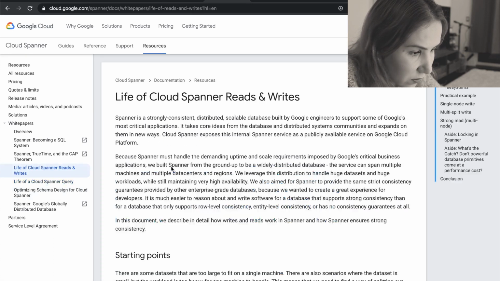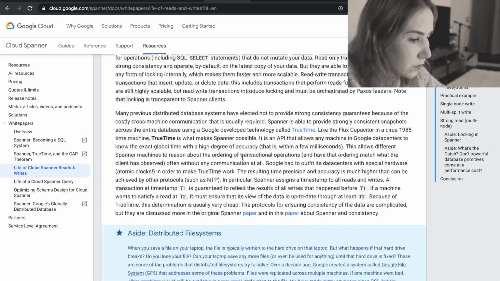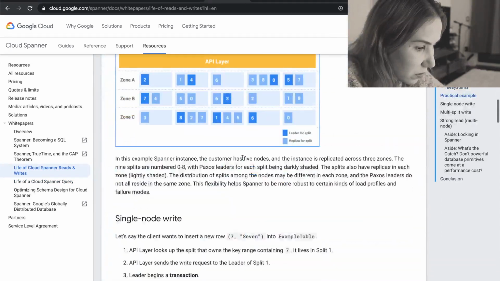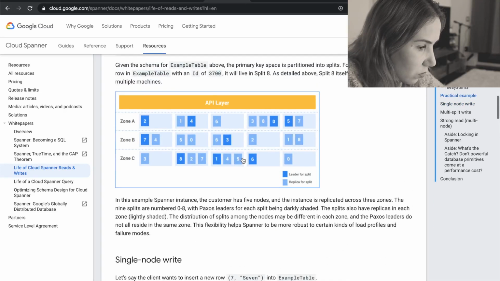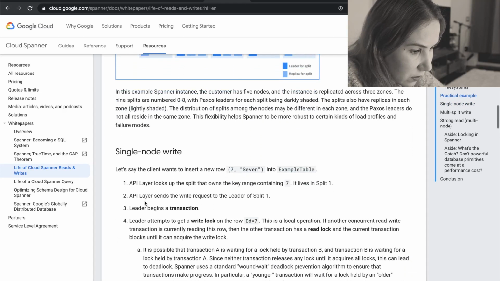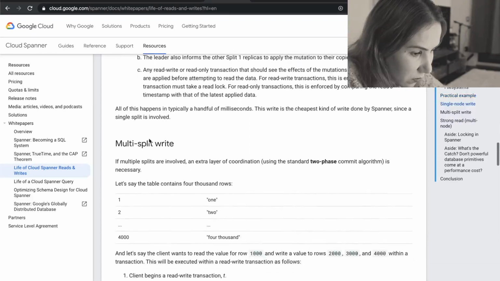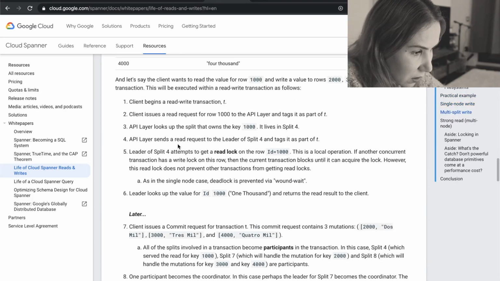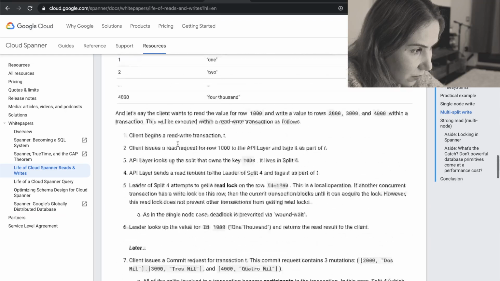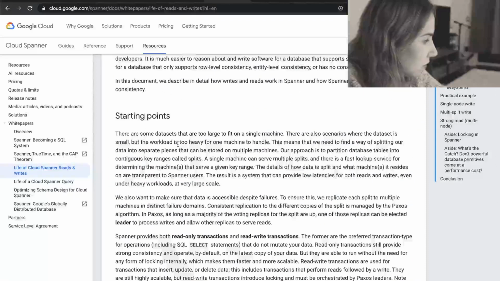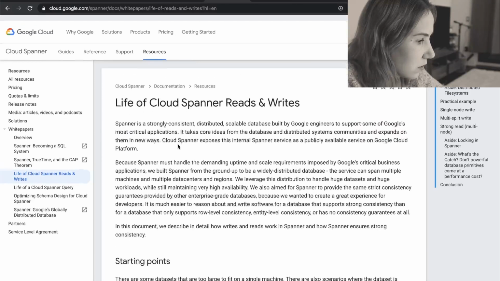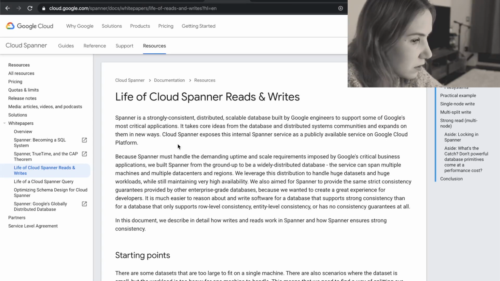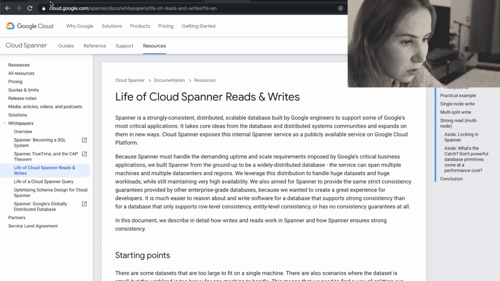Oh, I think this is more comprehensive. The reads and the writes are more comprehensive. Yeah, so this also covers a single node write as well as a multi-split write. And Spanner allows you to either run things in a multi-regional fashion, or you can start a Spanner instance only regional.